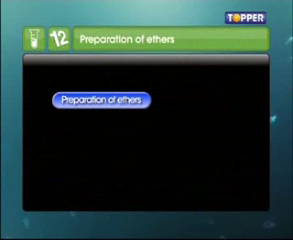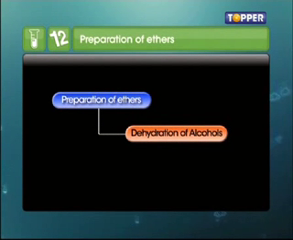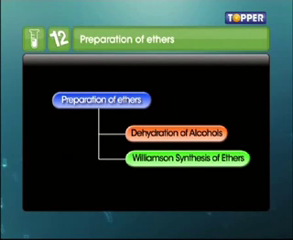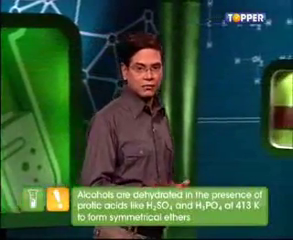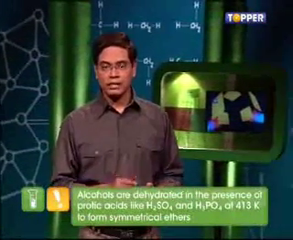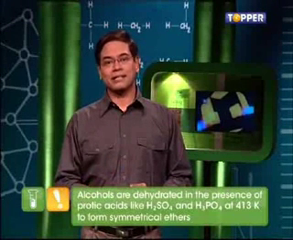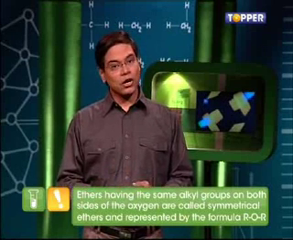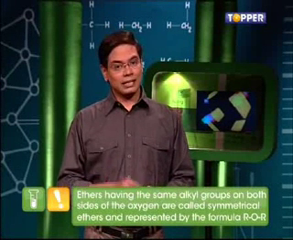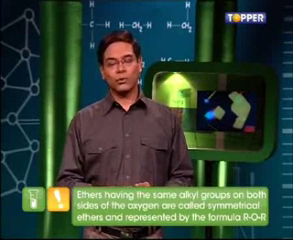Let us now take a look at preparation of ethers. Ethers can be prepared by using two different techniques: dehydration of alcohols and Williamson's synthesis. We will first look at the dehydration of alcohols. Alcohols are dehydrated in the presence of protic acids like sulfuric acid and phosphoric acid at 413 Kelvin to form symmetrical ethers. Recall that symmetrical ethers have identical alkyl groups on both sides of the oxygen atom. They are represented by the formula ROR.